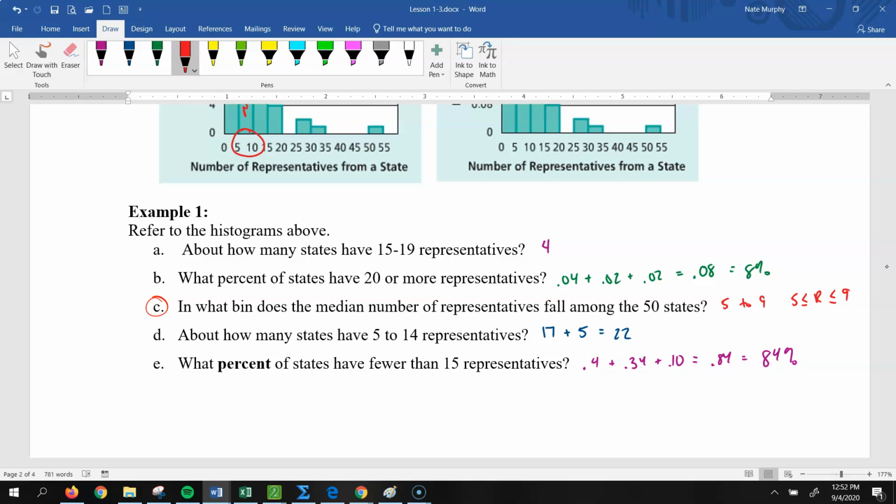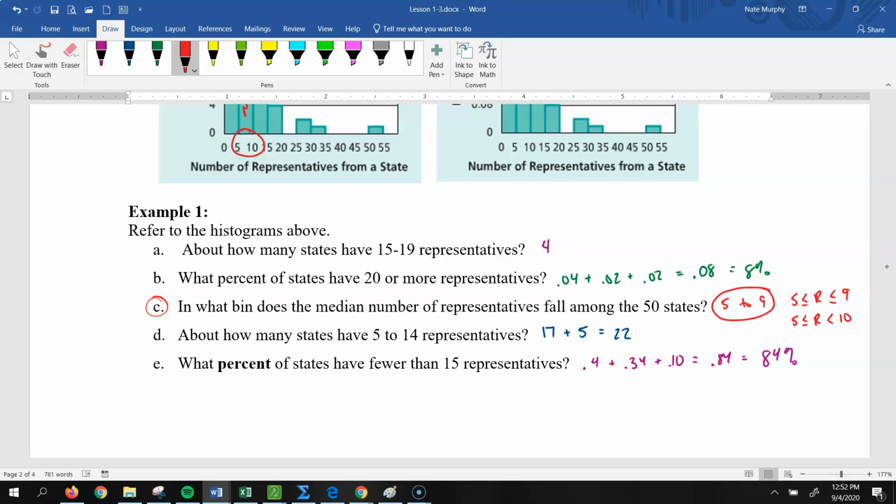So it would be between the 5th and 9th, or between 5 and 9 representatives. Or we could write it like this. Because the second way is not saying that 10 is included, it's less than 10. So either one of those, any of those would work. Personally, I like using words just to make it a little easier. You don't have to worry about inequalities, but that's how you'd write it using inequalities.